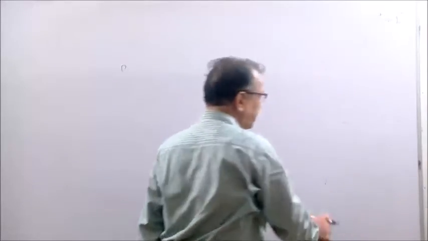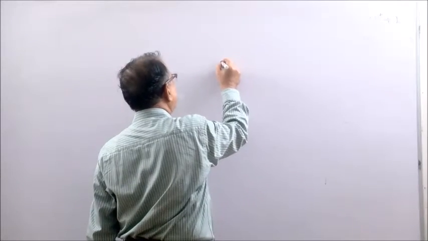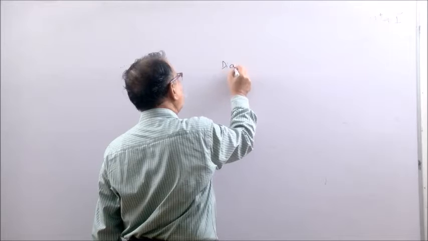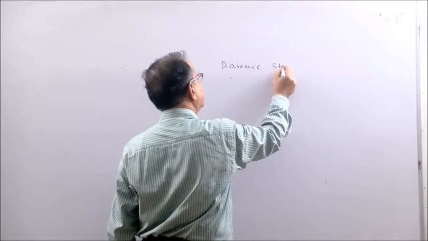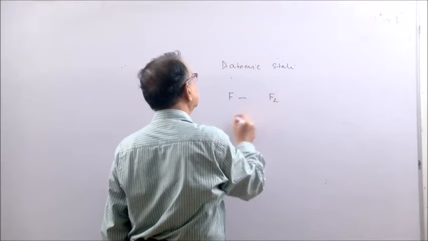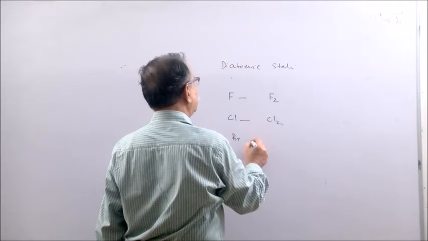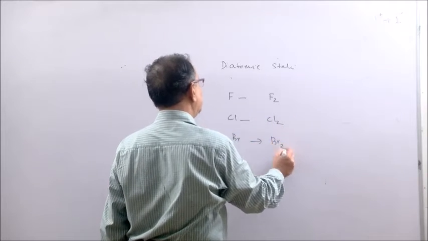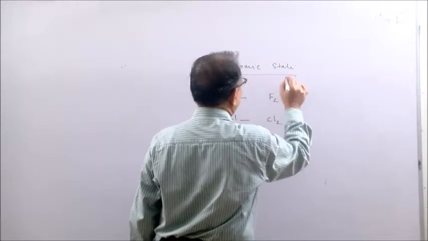But the molecules remain in the diatomic state. Fluorine remains as F2, Cl remains as Cl2, Br remains as Br2, and I remains as I2. They remain in the diatomic, molecular form.